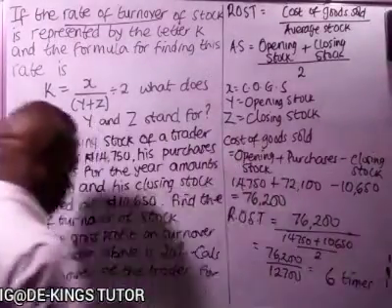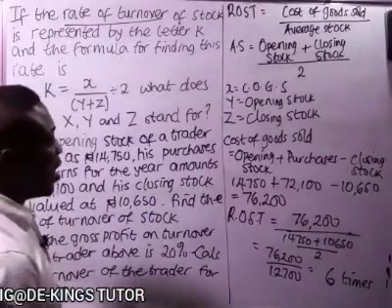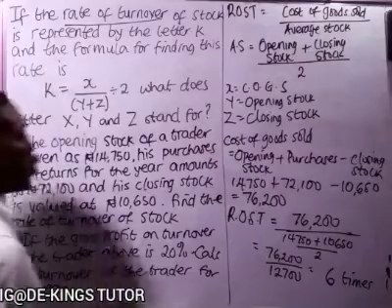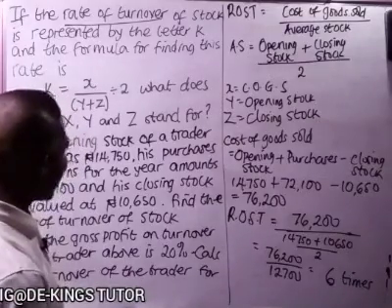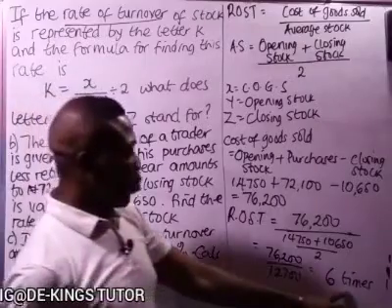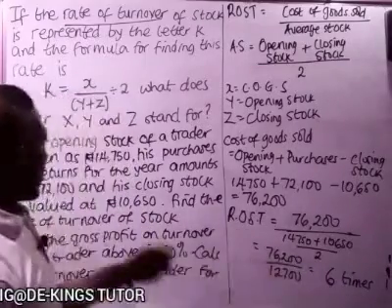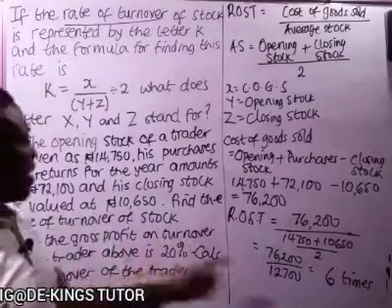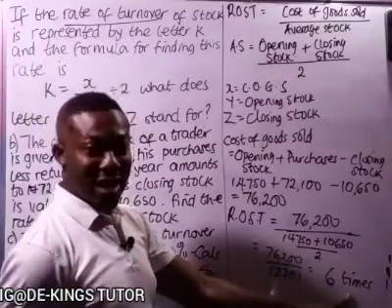Okay, so the rate of stock turnover is the number of times the trader sells his stock to get more stock from the market. Okay, so it is normally in times or days. The question said find the rate of stock turnover. So it is 6 times.